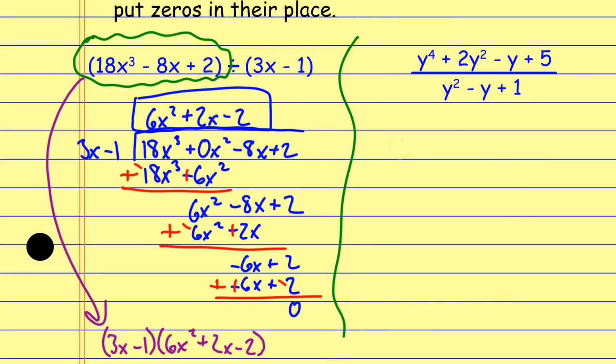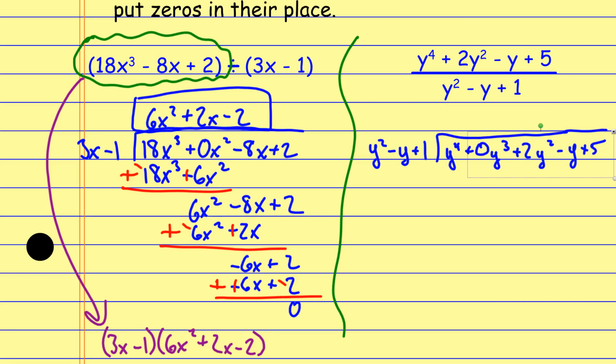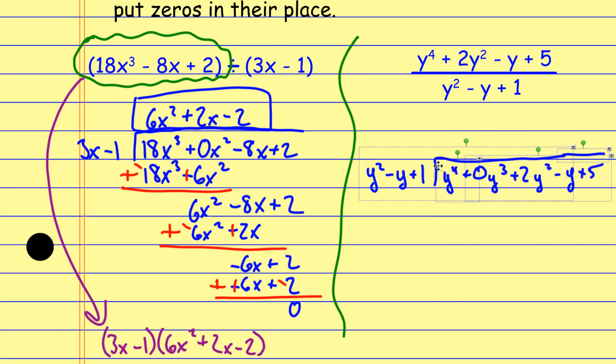I'm not missing any terms in the y squared minus y plus 1, so I'm just going to write that down. And it looks like I'm not missing any terms. Well, I am missing some terms in the next one. The y to the 4th is missing the y cubed, so I'm going to put a 0. Almost forgot my 0 there. A 0y cubed, then the plus 2y squared, the minus y, and the plus 5. Okay? And let me scoot this down just a little bit because I have a feeling I'm going to run out of space up top. And now I go ahead and start doing long division.